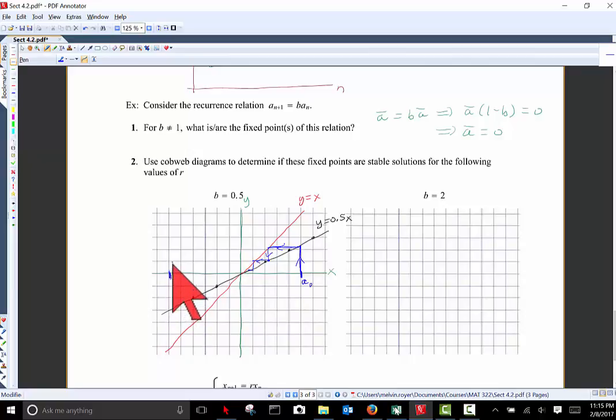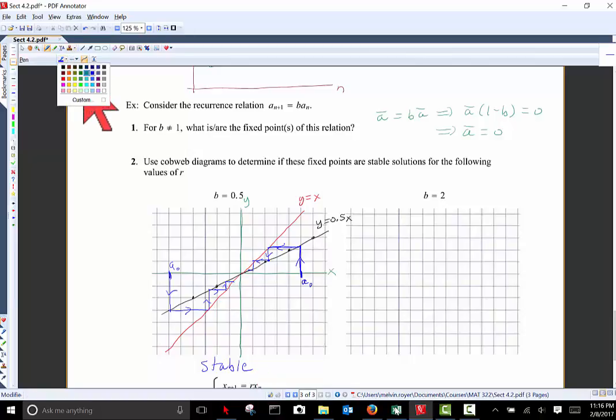So here's another choice for a sub 0. I plug that into the function and get this value, run it over to y equals x, plug it into the function, make y equal x. And again, you see that if I started with a negative value, I'm still getting run toward the origin. My limit in either case would be a equals 0. And so this is a case where a bar equals 0 is a stable solution.